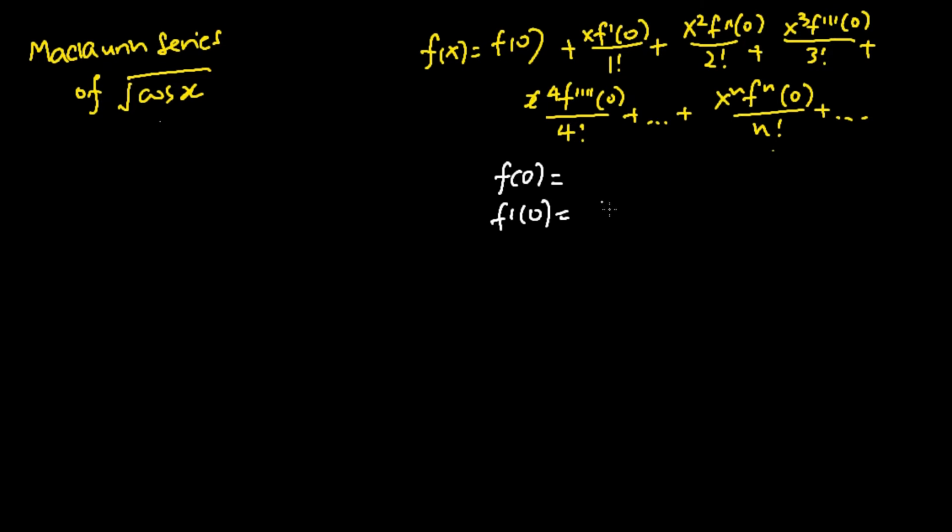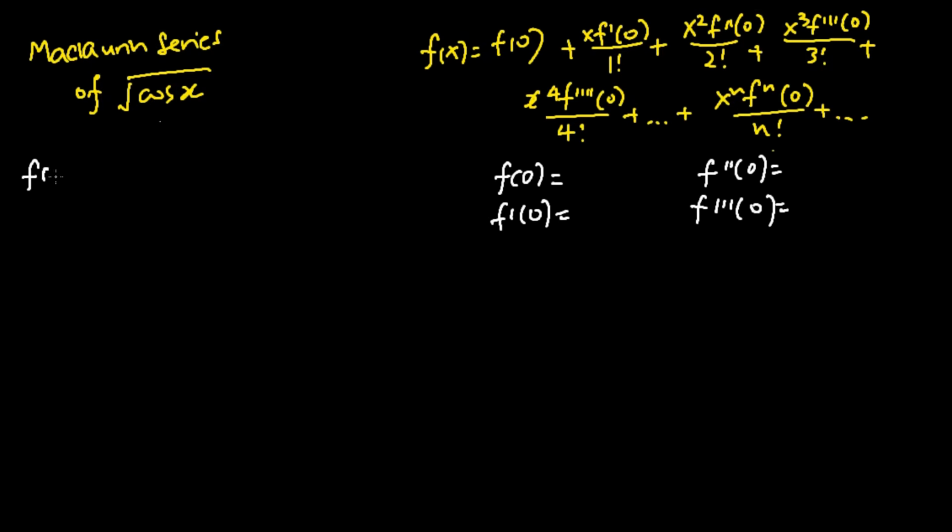For the first step, we are going to find what is f0. It is the function of x evaluated at x equals 0. f prime 0 is the function of x differentiated once and evaluated at x equals 0. f double prime 0 is the function of x evaluated at x equals 0 after differentiating 2 times. And f triple prime 0 is the function of x differentiated 3 times and evaluated at x equals 0.